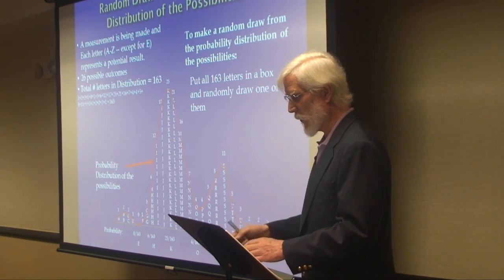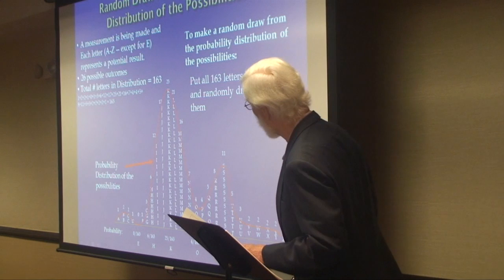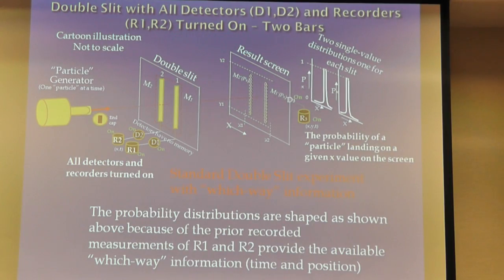Okay, now I showed you that before, so I wanted to show it to you again because, one, the letters are big enough that you can see, and just to remind you that that's what I mean by a random draw from a probability distribution. That's how we're rendered. Now, we're going to do a little double slit, and it'll be a very quick little review.